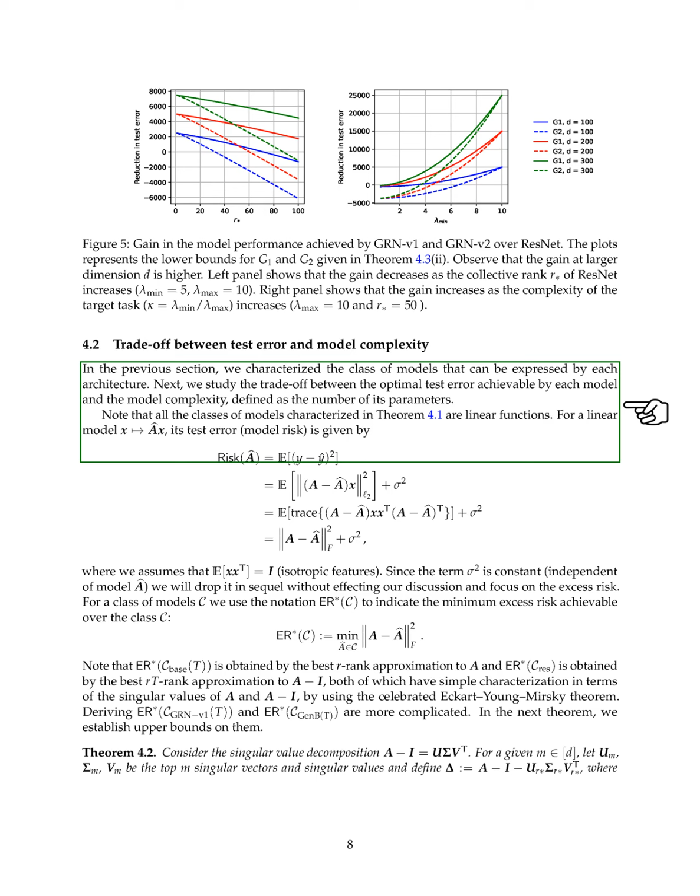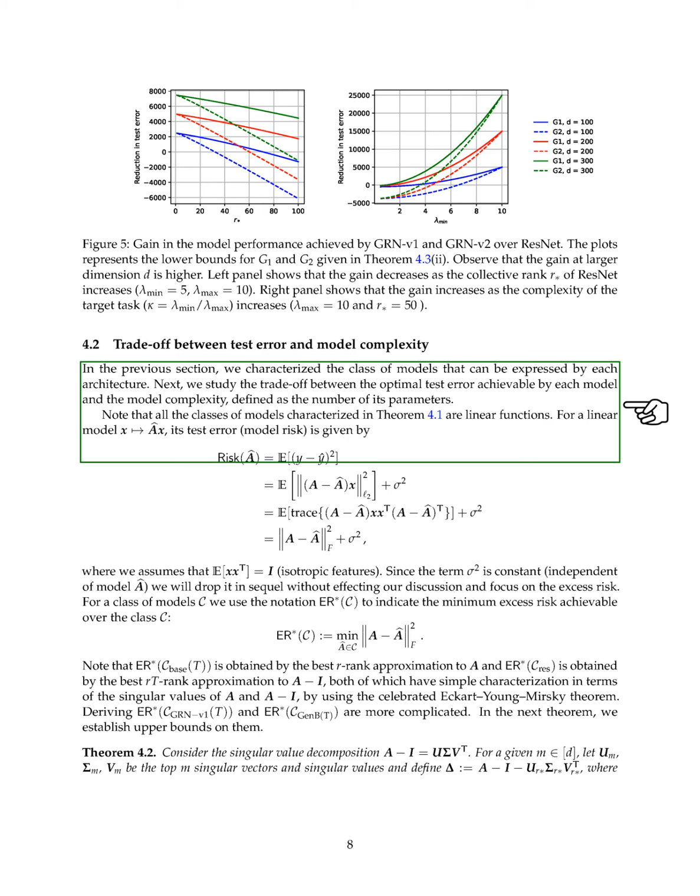thanks to the well-known Eckart-Young-Mirsky theorem. Finding the minimum excess risk for the GRN v1 and GRN v2 model classes is more complex, so we will establish upper limits for these in the next theorem. We consider the singular value decomposition of A minus the identity and define a new term that represents the difference between A minus the identity and its best R-rank approximation.